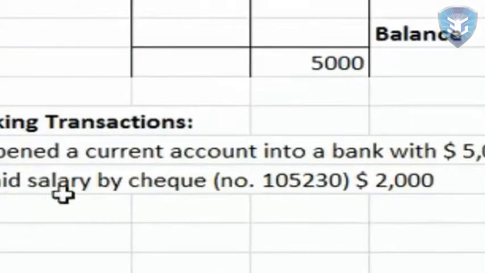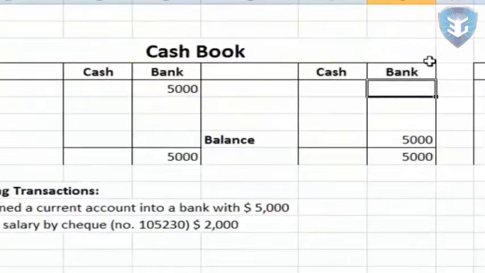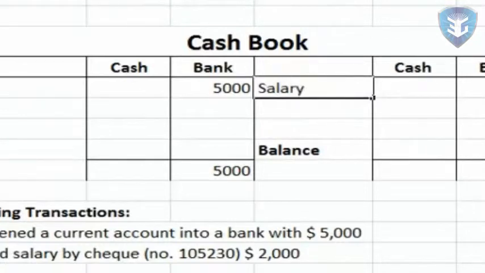Our second transaction is paid salary by check $2,000, and the check number is 105230, and the entry for this transaction is salary account debit, bank account credit with $2,000. And as the bank is credited in the entry, so on the credit side of the cash book in the bank column first we will put the amount $2,000 as the bank account is credited. So on the credit side in the bank column we will write the amount 2,000, and in the column for particulars we will write the name of the opposite account, and here the opposite account is the salary account.